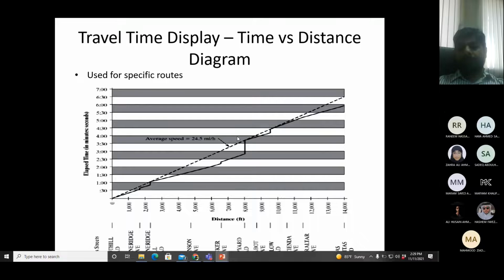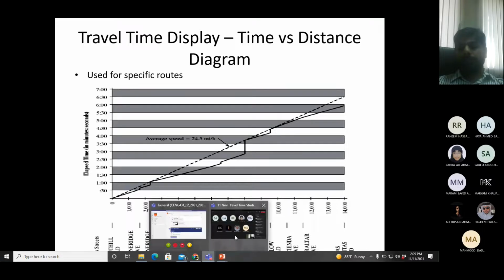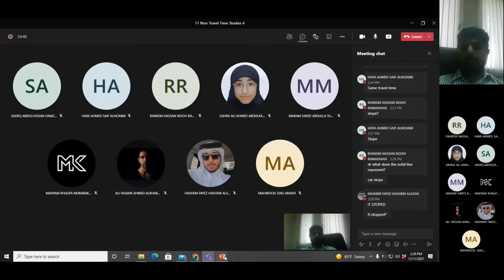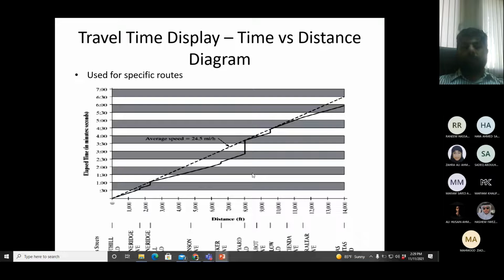What is happening with the car when the graph goes vertical? Who will tell me? The car stops. Well done. It stopped. So the stop delay is shown with a vertical line. If you measure the height of the vertical line, it will give you the time of the stop delay. Time is passing, but distance is not.